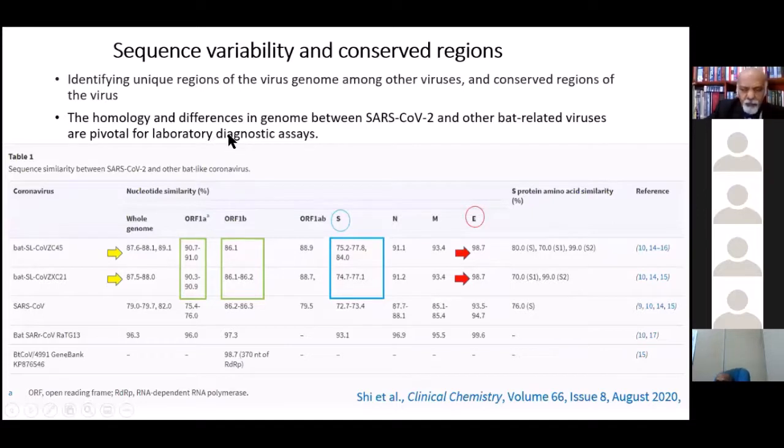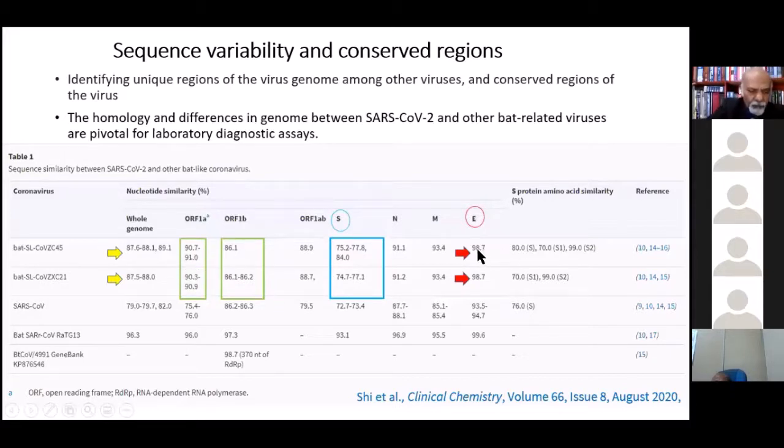So, as of now, there are already hundreds, if not thousands, of the genome sequences of SARS-CoV-2 that have been released by different labs around the world. Identifying unique regions of the virus genome and conserved regions of the virus is crucial for development of laboratory molecular diagnostic tests. So through the sequencing of the genomes, it has been revealed that SARS-CoV-2 is closely related to the bat coronaviruses with a similarity of over 80% with these bat coronaviruses.